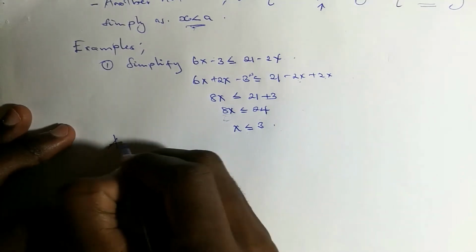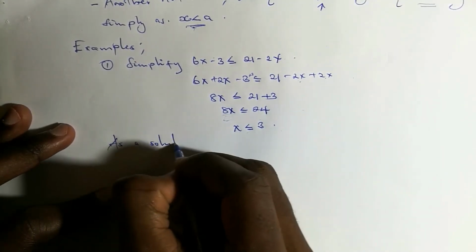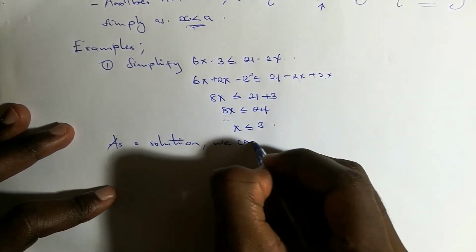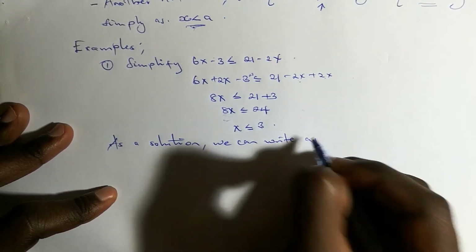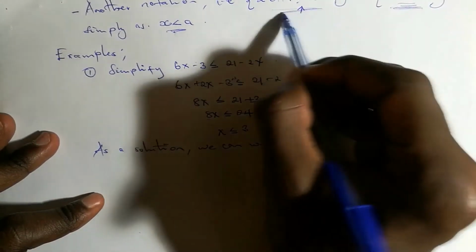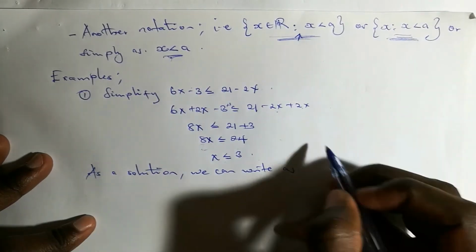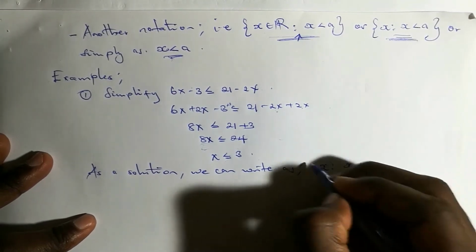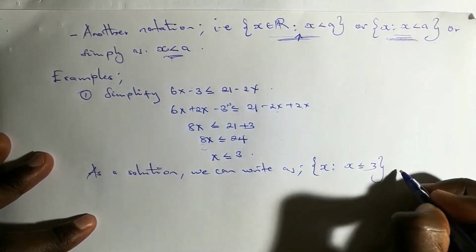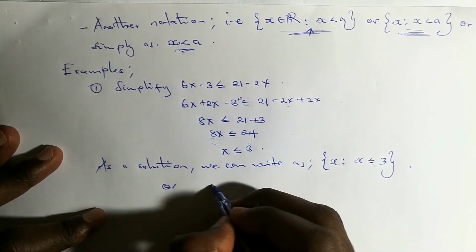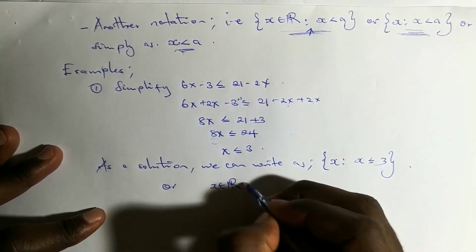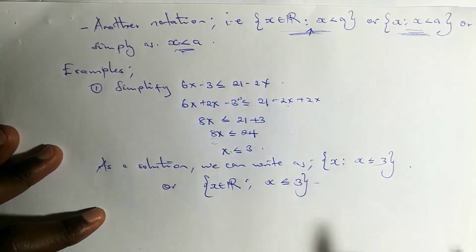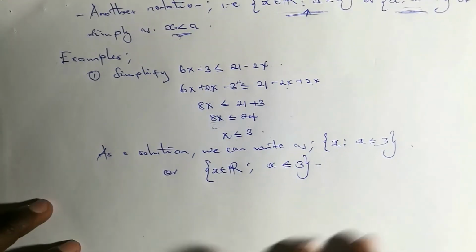So as a solution set, we can write that as, that means we can either write it as this or that. This, we're going to have x for x less than or equal to 3, or x in R, real, for x less than or equal to 3. This can also be written as this, and can also be written as that.